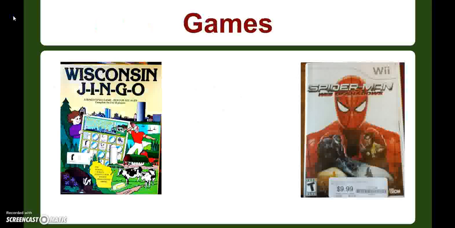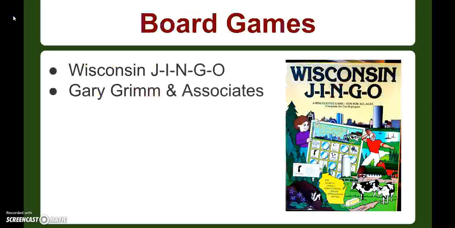So let's begin cataloging with games. The first will be a board game, and the other that I will catalog is a video game. For the example of board games, I'm using the game Wisconsin Jingo.